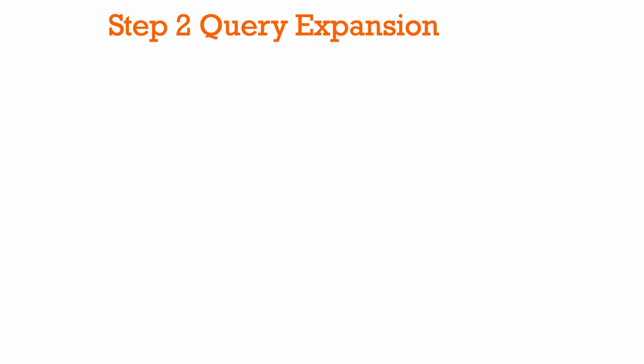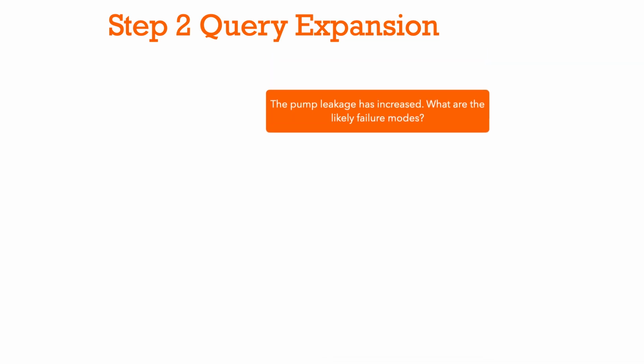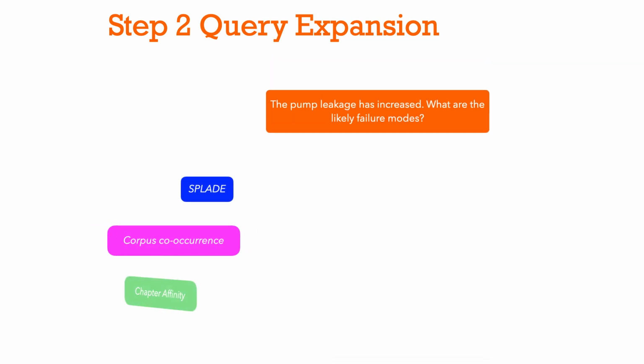Step 2. Query expansion. We use 3 approaches in parallel: SPLADE, corpus co-occurrence, and chapter affinity. SPLADE adds morphological variants like increase from increased and leak from leakage, so we catch all forms. Corpus co-occurrence found that pumps appear near leakage in 70% of cases. Chapter affinity maps pump leakages to chapter 4, 10, and 9.